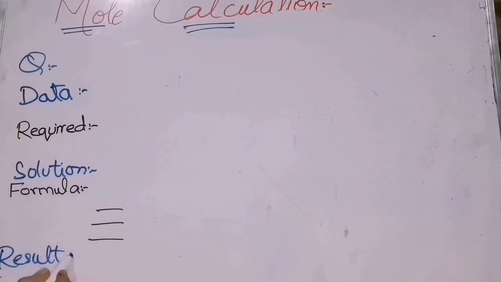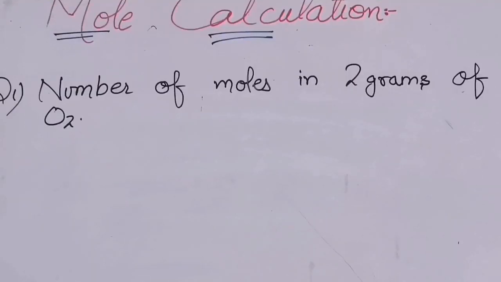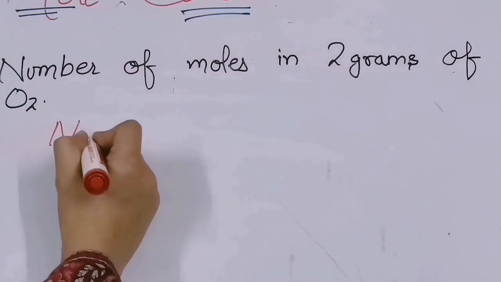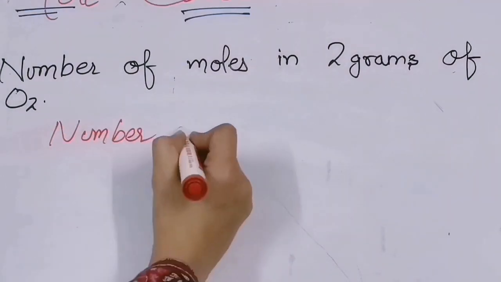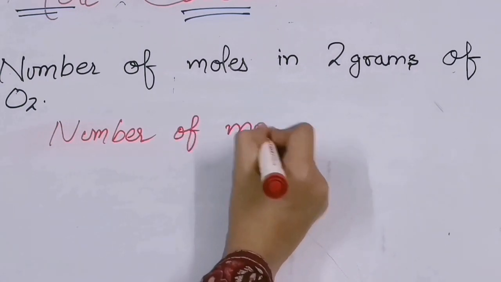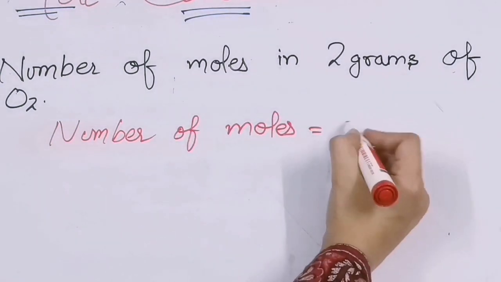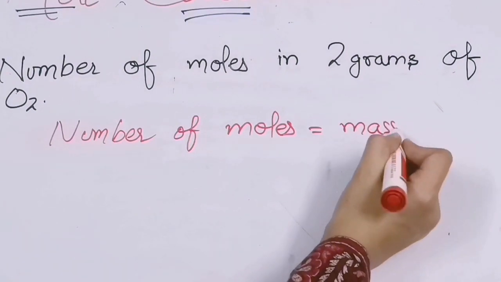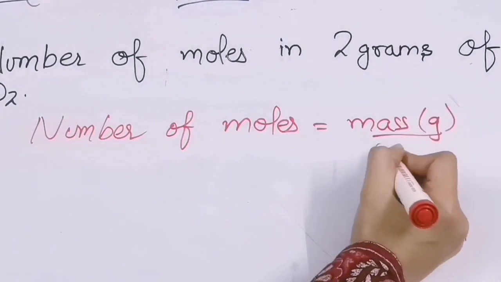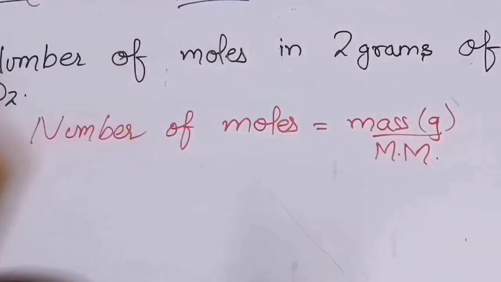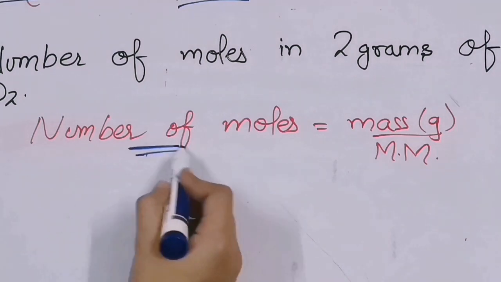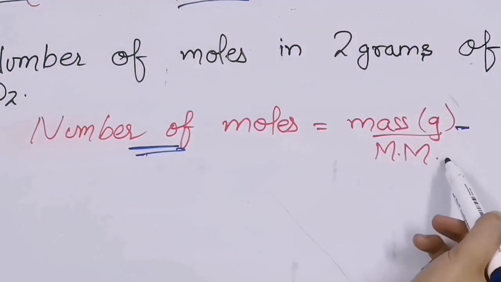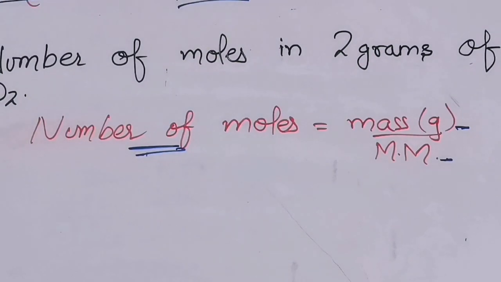Now the first numerical that I am going to discuss is: how will we find the number of moles in 2 gram of oxygen? We know the formula that number of moles is equal to mass in gram divided by molar mass. So in this case, what do we have to find? We have to find the number of moles, and we already know the mass in gram, and we can find the molar mass ourselves, right?